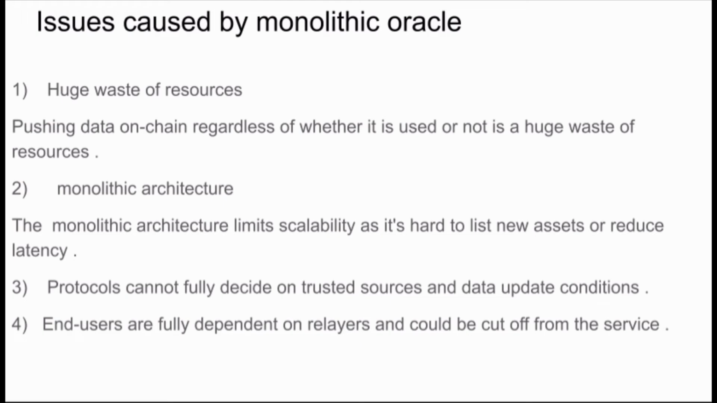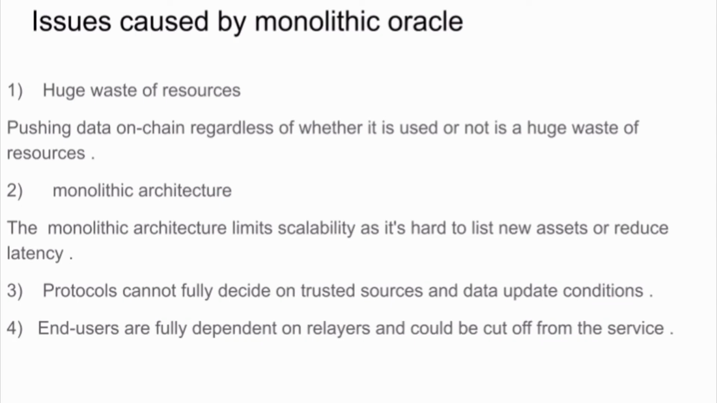The next thing we're gonna see is the issues caused by the monolithic Oracle. The first thing would be a huge waste of resources. Pushing data on-chain regardless of whether it is used or not is a huge waste of resources. The monolithic architecture limits scalability, as it's hard to list new assets or reduce latency. Protocols cannot fully decide on trusted sources and data update conditions. End users are fully dependent on relayers and could be cut off from the service. So those are the issues caused by monolithic Oracle.